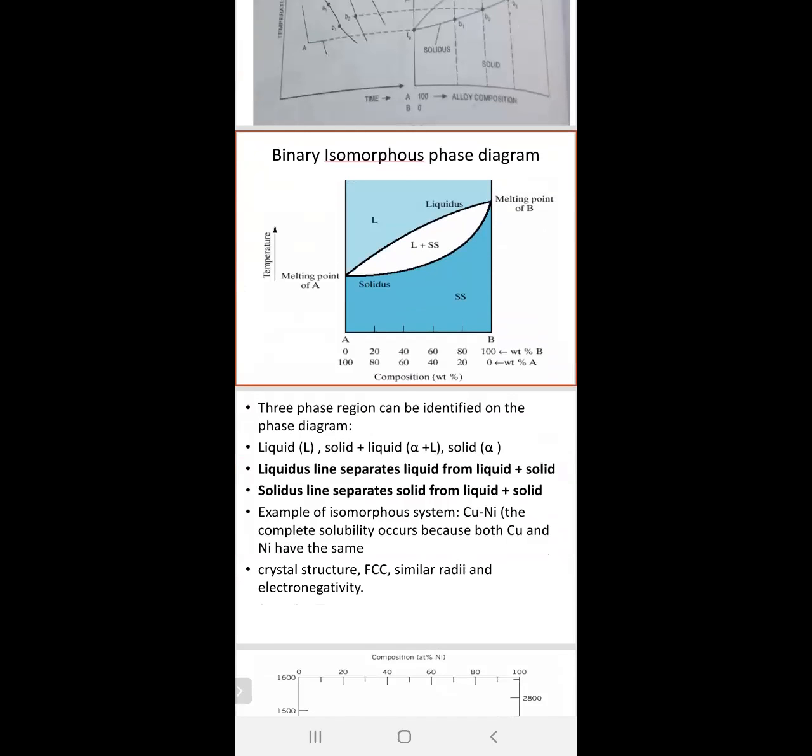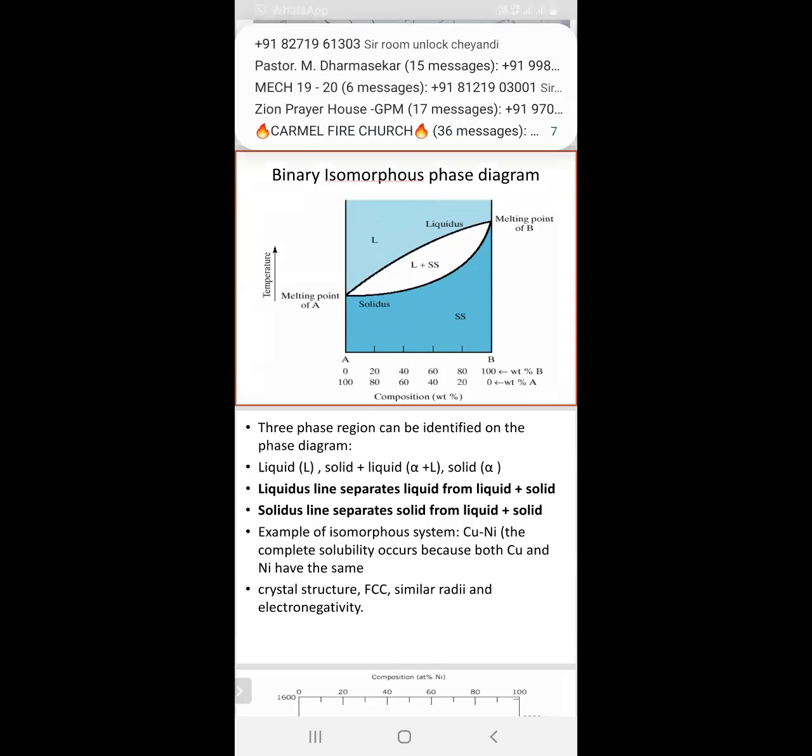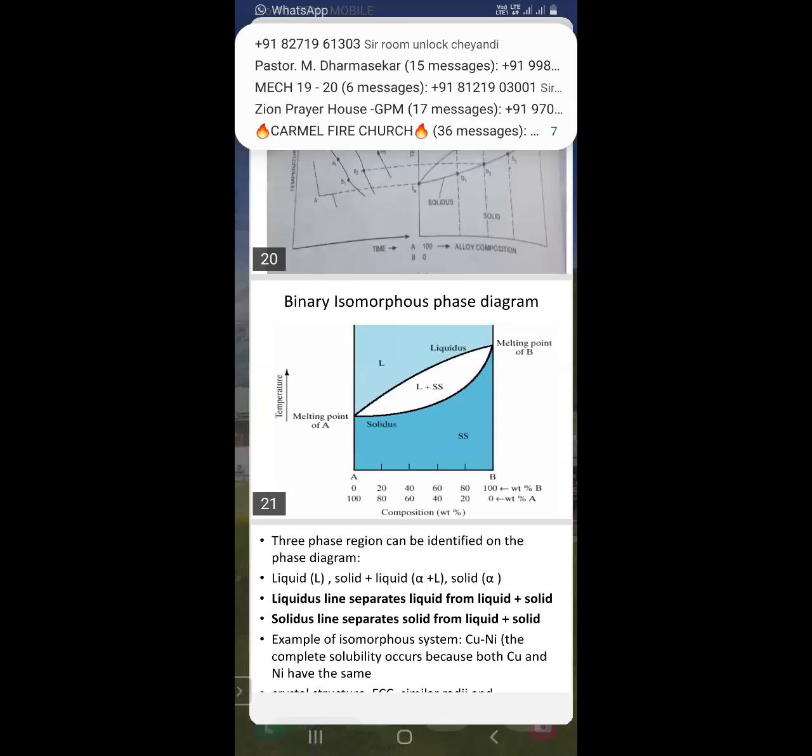Okay, three phases. What are the phases that can be identified in this phase diagram? Liquid, solid plus liquid, solid. Total three phases. One is the liquid. Liquid is the above portion. Okay?